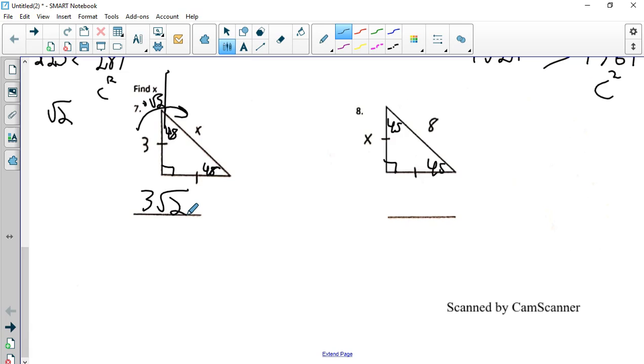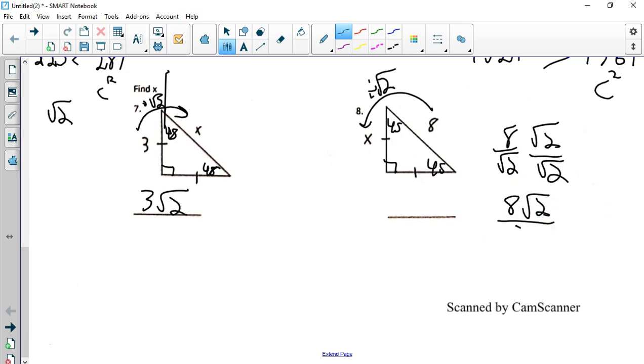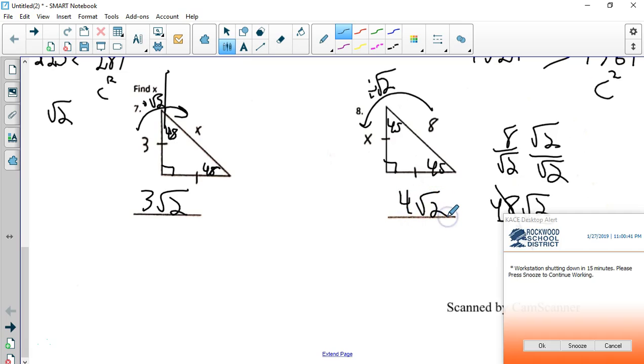Now number 8, we're going from the hypotenuse to a leg. We're going from the longest side to a smaller side. So we're going to divide by radical 2. So we can do a little bit of work there. 8 over radical 2, we cannot have that, so we need to rationalize. We're doing a great job with this. Remember, that leads to 8 radical 2 over just 2, which will simplify like so. So, x is 4 radical 2, both legs.